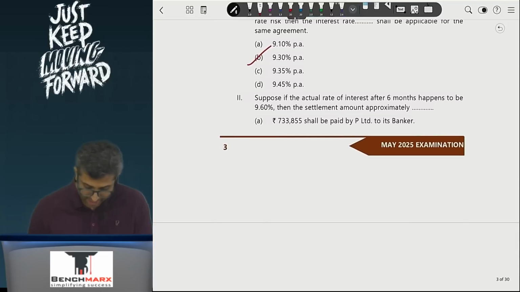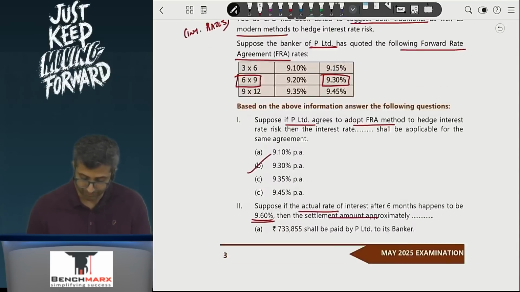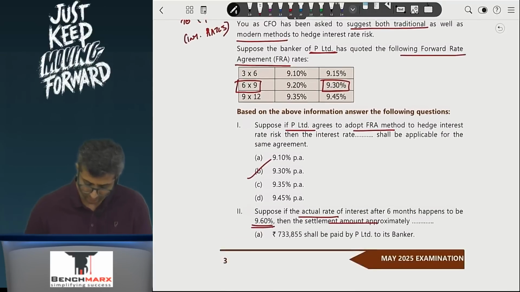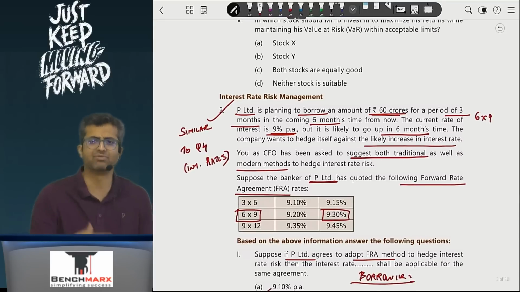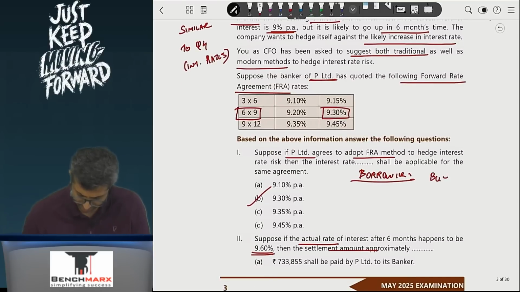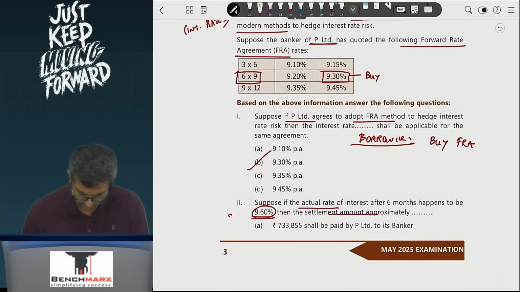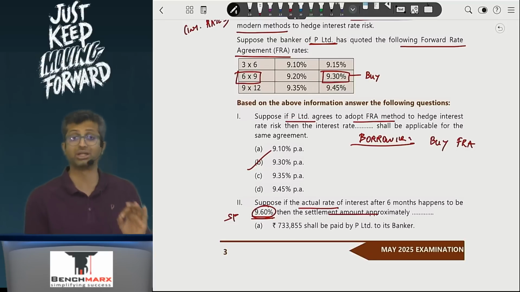Answer is B. Suppose the actual rate of interest after 6 months happens to be 9.6%. Then the settlement amount will be... Now remember, there are two ways in which you can think. A borrower will usually buy the FRA. Why? A borrower usually pays interest, and I pay money for things that I buy. So usually a borrower, in terms of strategy, will buy the FRA, which means I must have bought the FRA at around 9.3%. Now I will square off, I will sell it at around 9.6%. So there's a 0.3% gain.